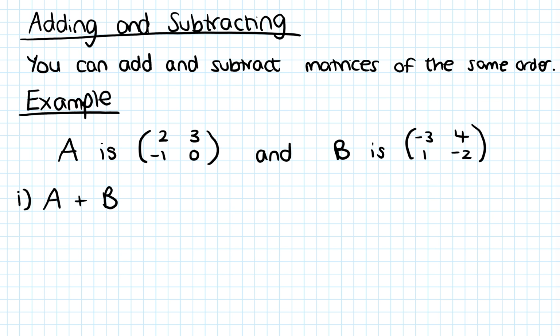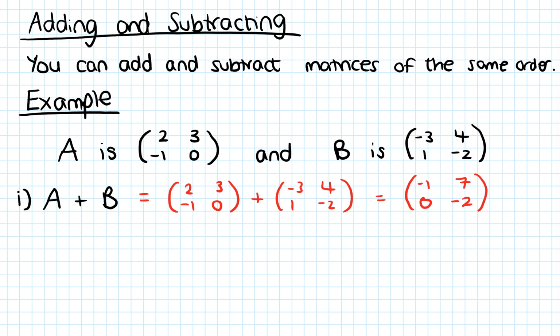So this is just as easy as you think it would be. So A add B is simply starting with our 2 matrices, saying what would I get if I add them together, and we just add together the numbers in the same position. So 2 plus minus 3 is minus 1, 3 plus 4 is 7, minus 1 plus 1 is 0, 0 plus minus 2 would be minus 2.